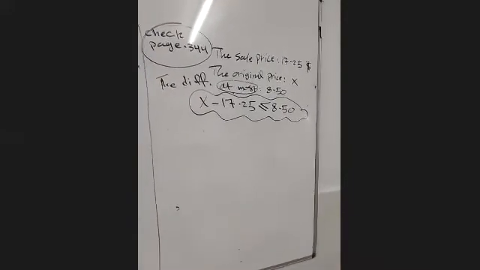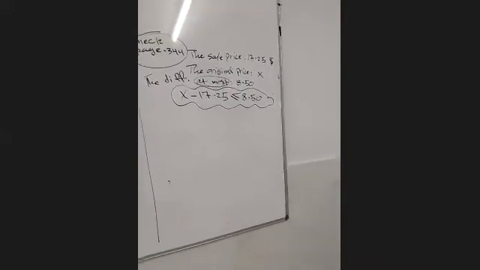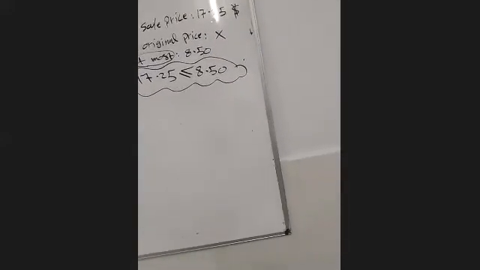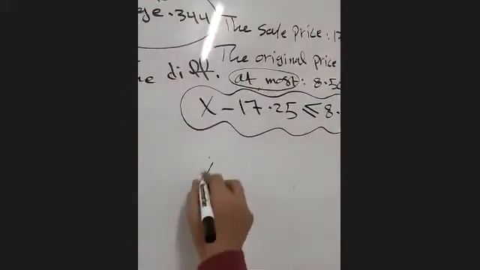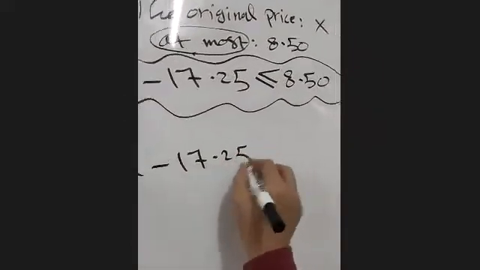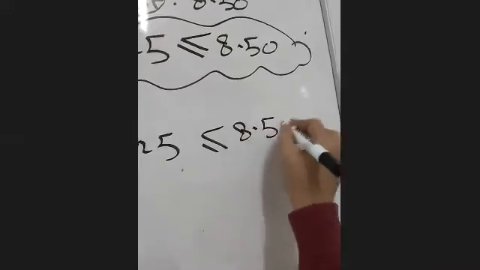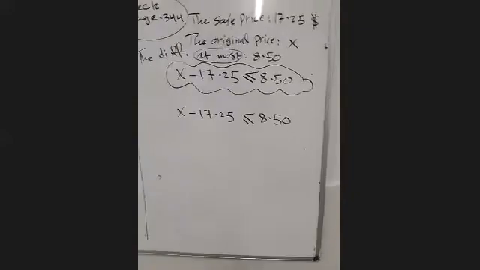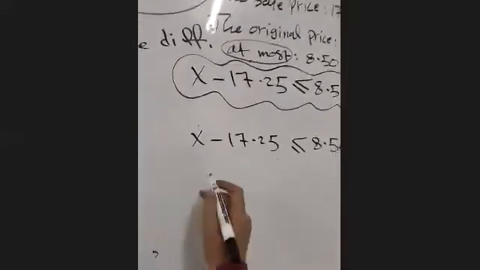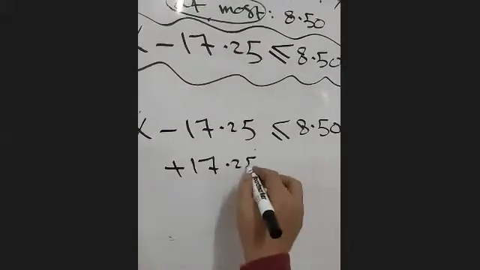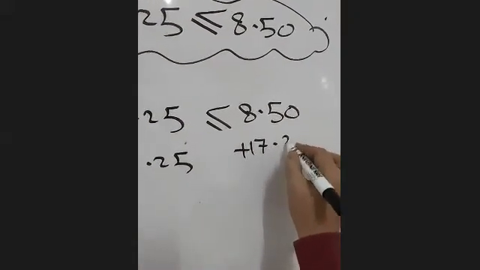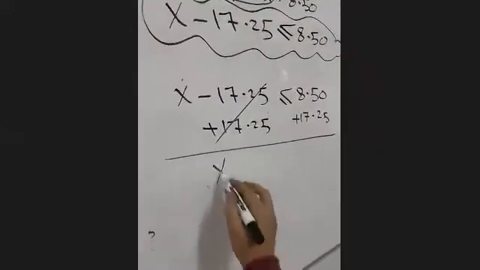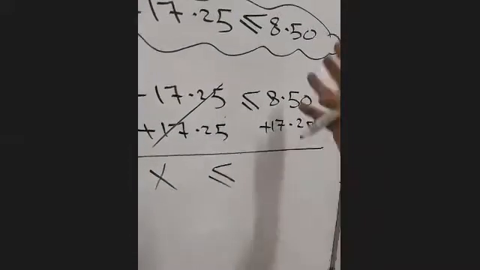How will we solve this inequality? We will rewrite it. Rewrite the inequality: X minus 17.25 is less than or equal to 8.50. Then add 17.25 to both sides. These are gone, here is still X less than or equal, comes down, and here we add.